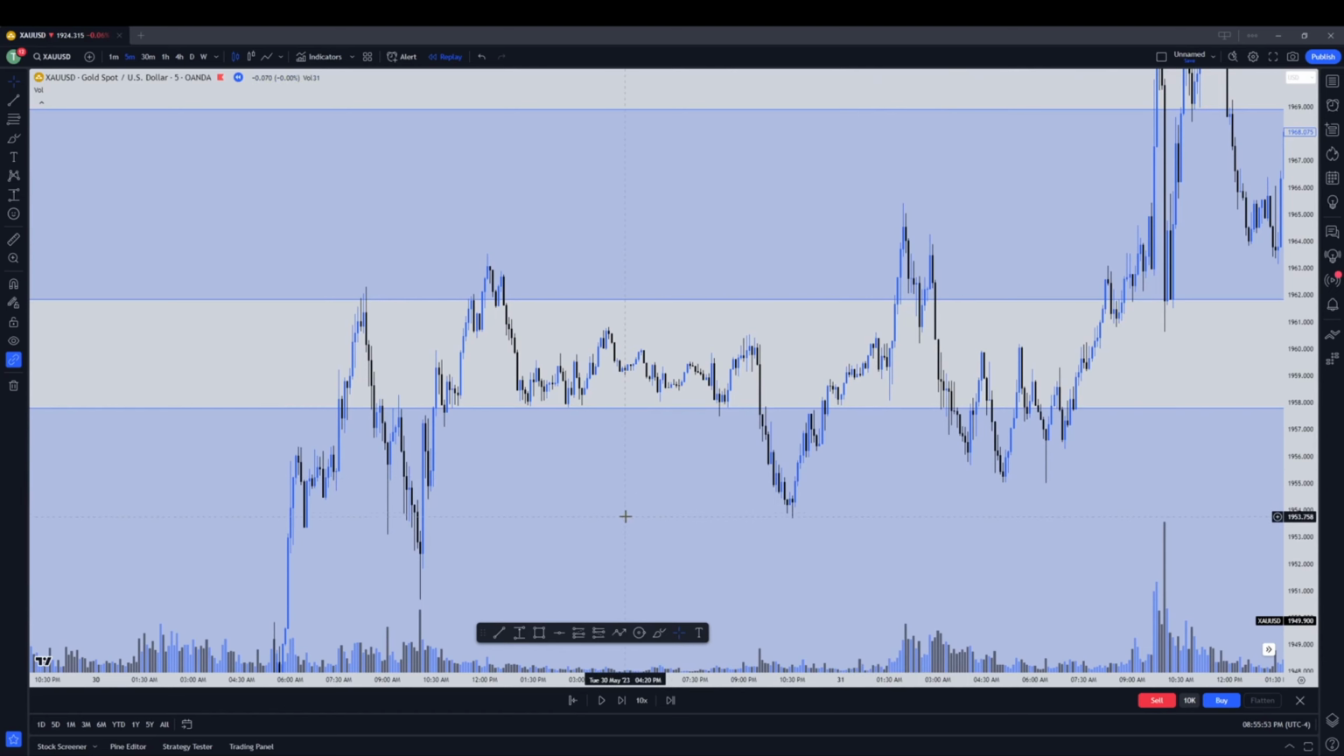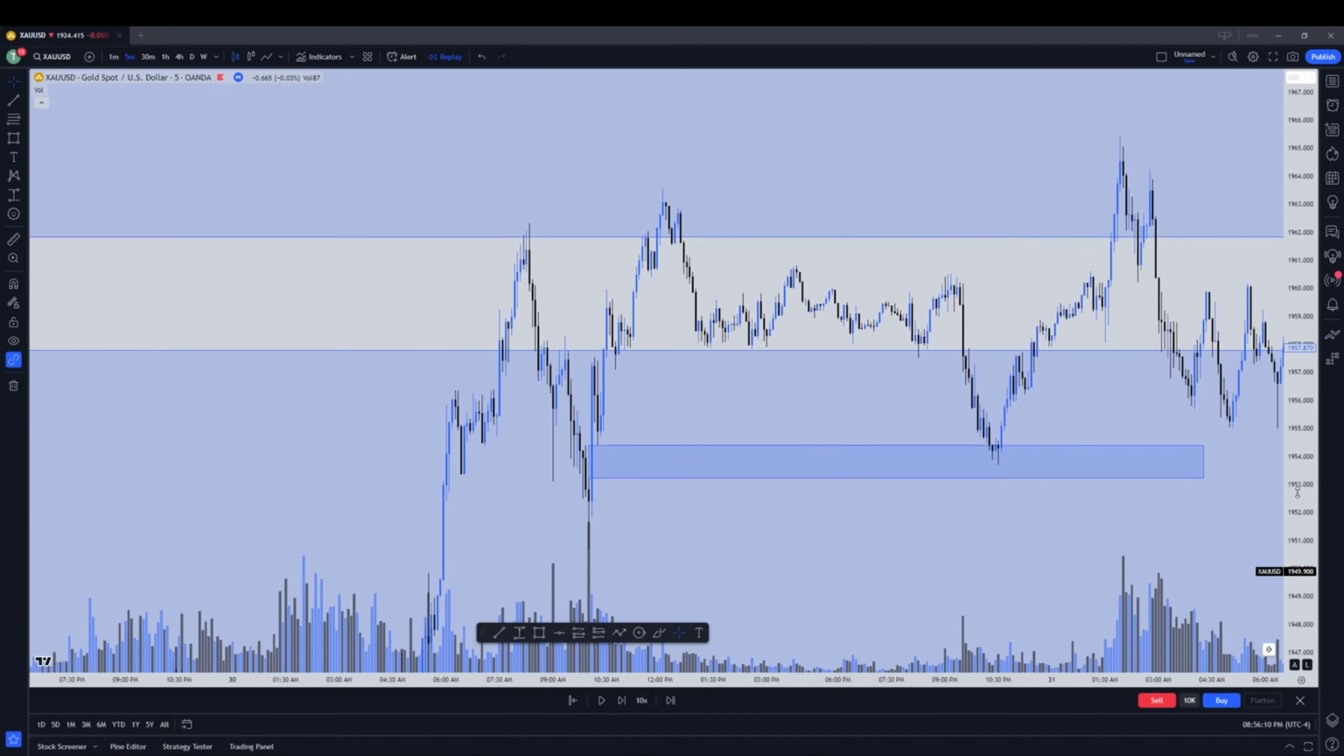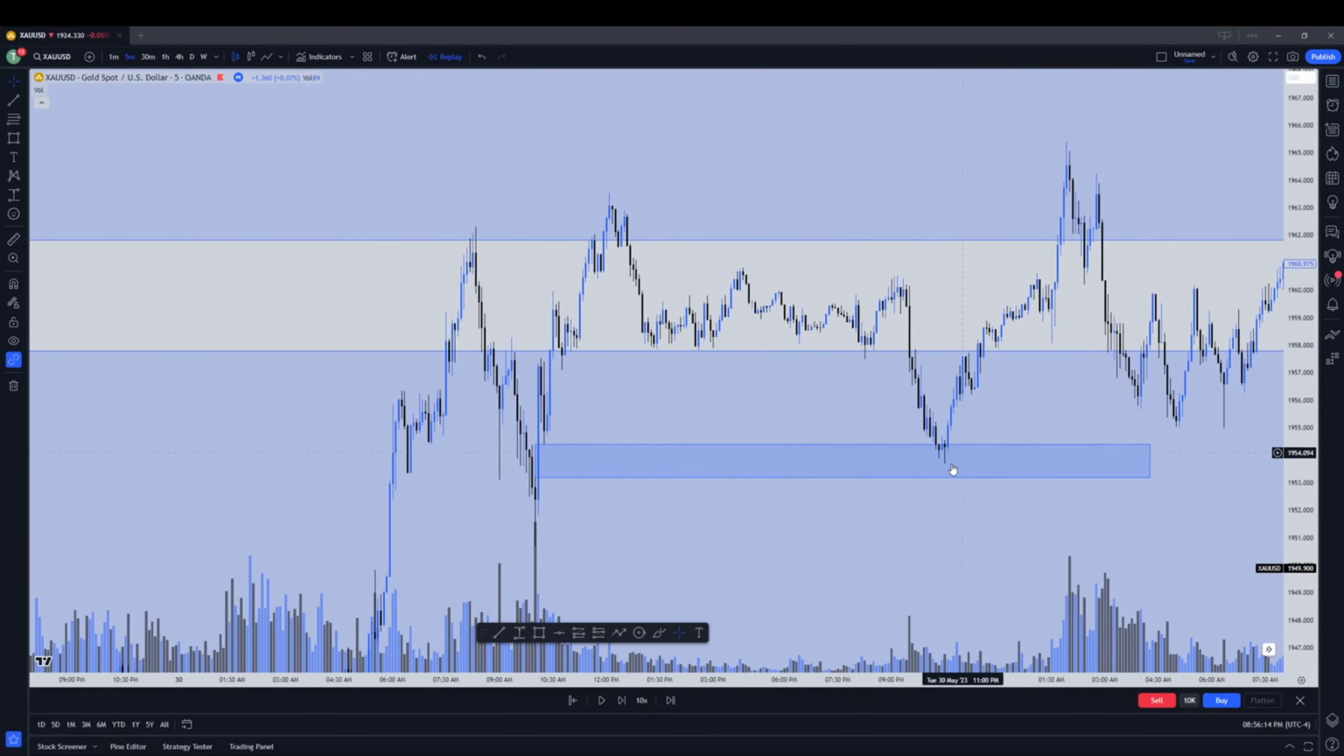Okay, so again, my order of thinking is once I draw my high time frame zones, I look for a 5-minute fair value gap. If there's no fair value gap, I draw a zone. Okay, it's that simple. We have a zone. We have a fair value gap right here. Boom. This is the magic, bro. I'm telling you, this works wonders. Look at this right here. Perfect trade. It filled the gap.